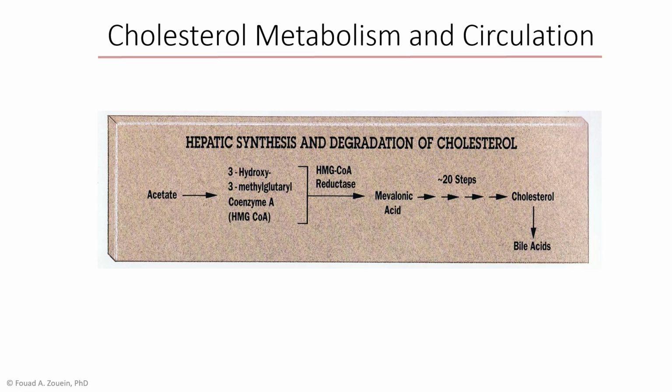Moving forward, it's important for us to understand how our body synthesizes cholesterol at the level of the liver. It's synthesized from acetate, a combination of these molecules right here, which are transformed in a rate-limiting step by HMG-CoA reductase that converts it to mevalonic acid, a precursor of cholesterol synthesis. Mevalonic acid is then processed through 20 steps to give us cholesterol. And cholesterol, of course, is the main constituent of bile acid formation.